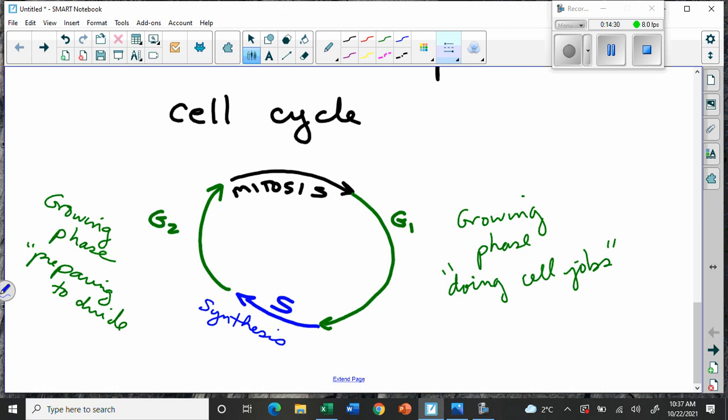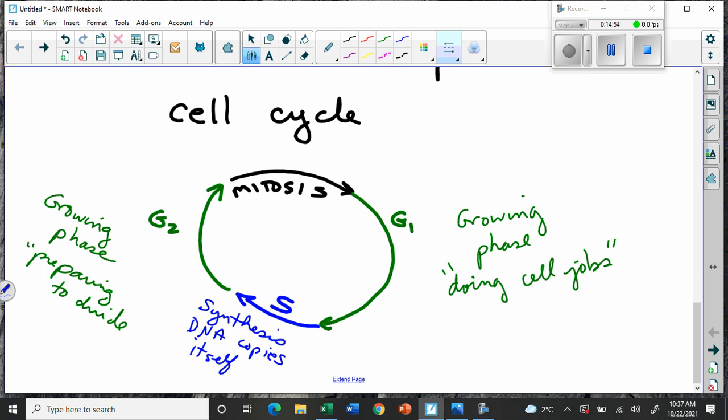Synthesis means to form or to make. And so what's happening is we are forming or making copies. DNA copies itself in this phase. And that's important. It actually gets a little confusing when we're talking about cells, trying to keep track of whether they have a single copy or a double copy of their genes at any given time. So it's a little confusing.